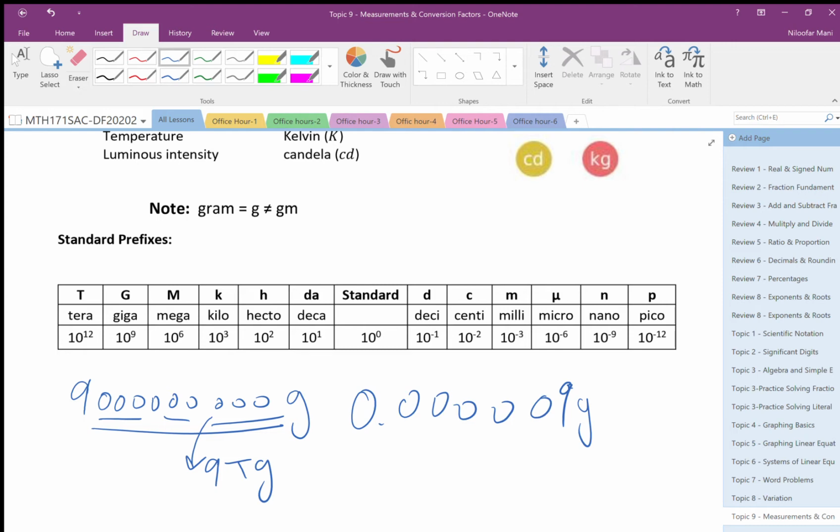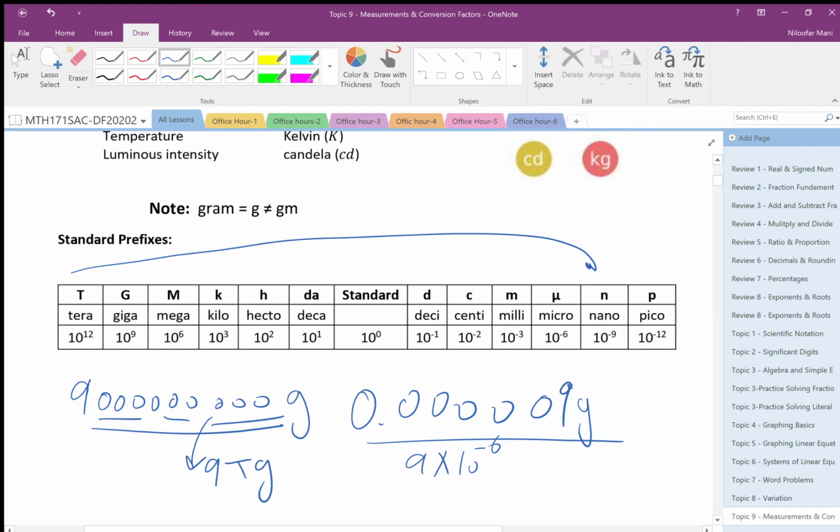Or for example, this one is 9 multiplied by 10 power minus 6, I think. So 1, 2, 3, 4, 5, 6. Yes, and that's microgram. That's much easier for me, instead of carrying all those digits. So I need to know how I can convert, or how I can represent any of these with respect to the other one.